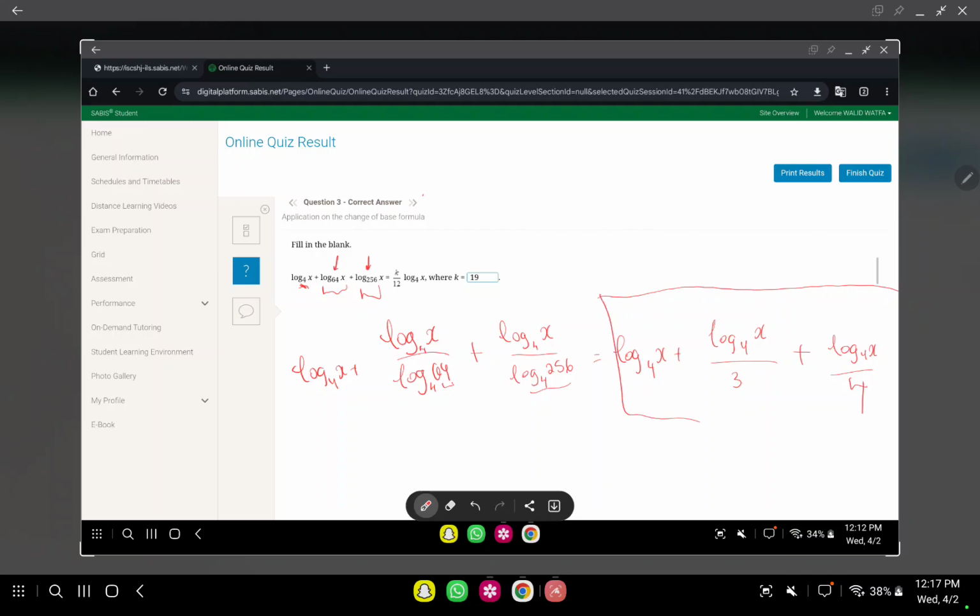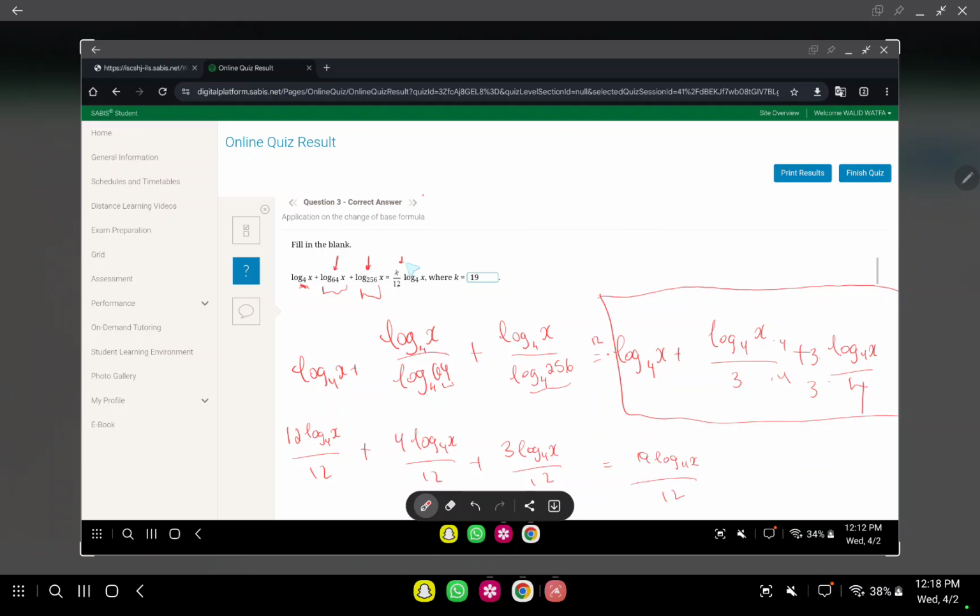And I think everybody knows how to work with this. You just do common denominators because you want to add fractions, right? So I think the common denominator that would work best here is 12. So let's multiply by 12 over here. We're going to make it 12 log base 4 x over 12. Plus, over here we're going to multiply by 4 up and down, 4 log base 4 x over 12. And here we're going to multiply by 3, 3 log base 4 x over 12. So you're going to get 12 plus 4 plus 3, which is 19 log base 4 x divided by 12.